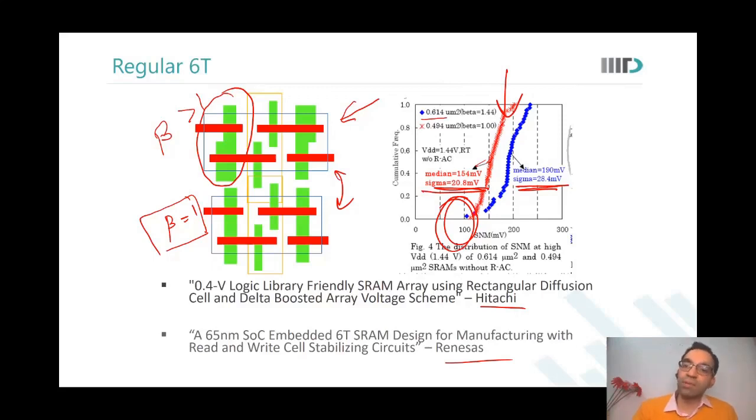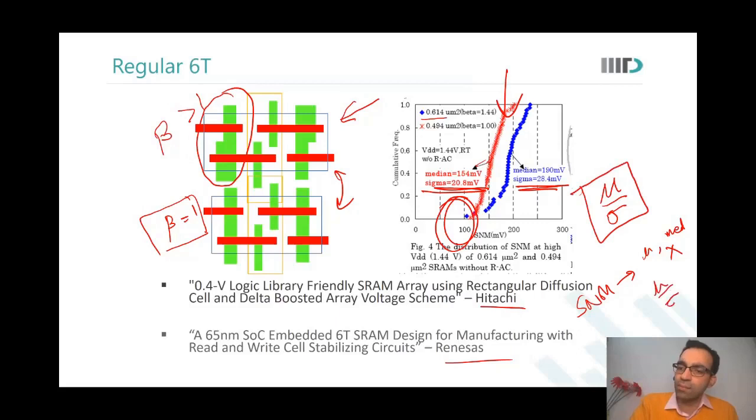That is why in memories, this is the standard, this is called a figure of merit. So you never say only the median or mean value of SNM. You never quote only the SNM mean value or median value. Not just that, you always also quote mu by sigma. What would mu by sigma mean?